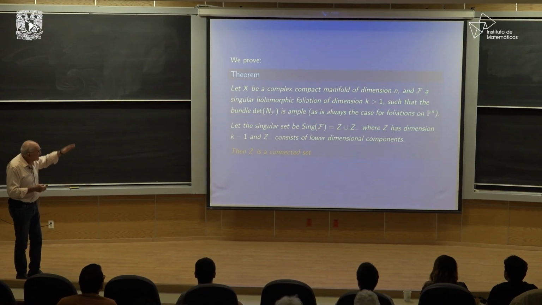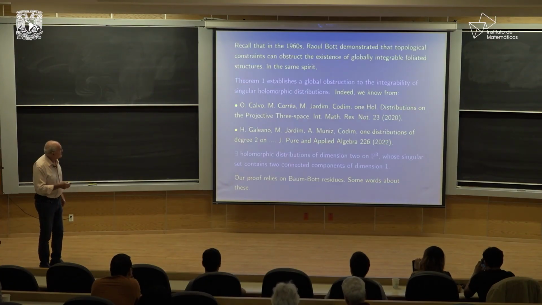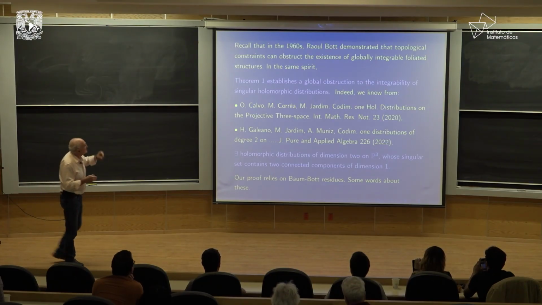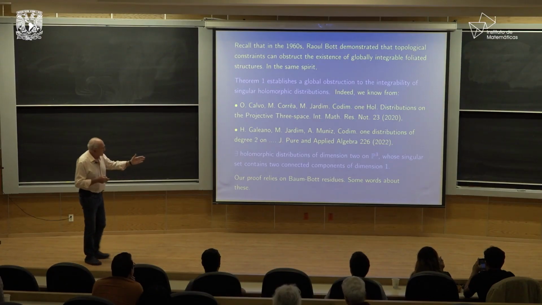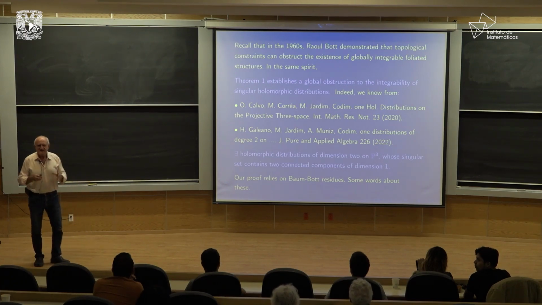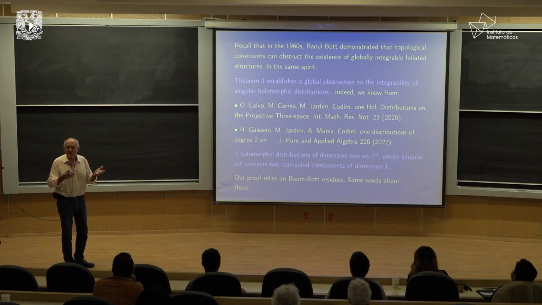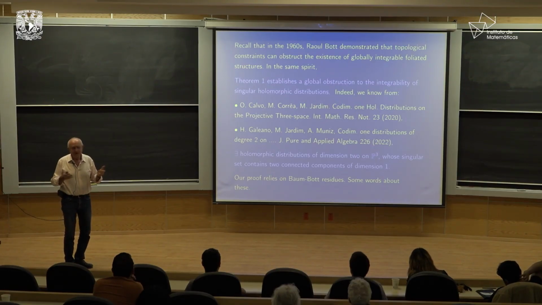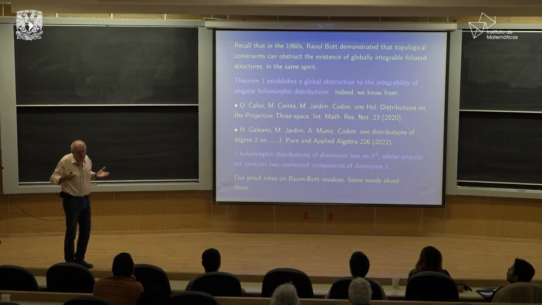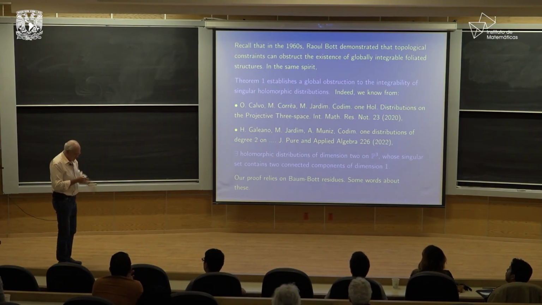Now, the proof, let me give a very, very quick outline, and then I will start explaining the things slowly. Before the outline, let me say that we use very much what are called the Baum-Bott residues. They were mentioned in the previous talk. Raoul Bott in the 60s proved that certain topological constraints can obstruct the integrability of a distribution. Our theorem goes a little in that spirit, and we use very strongly what came out from that, which is the Baum-Bott theory. So we use the Baum-Bott residues.